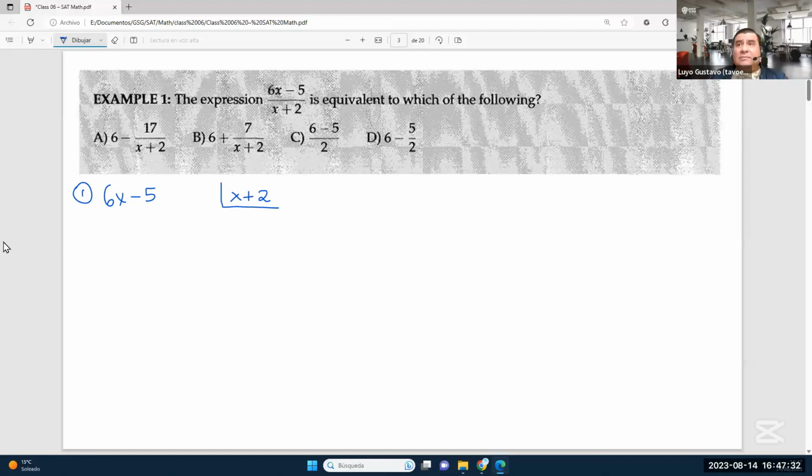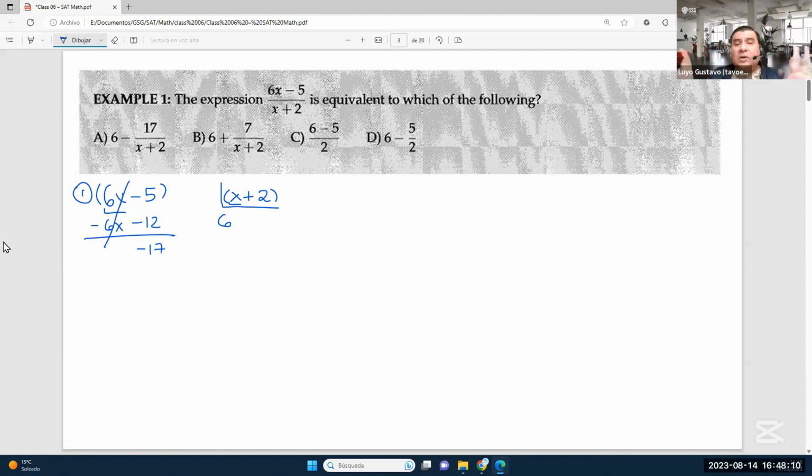But here is interesting. You do the division, say, okay, 6x divided by x, quotient 6. Then multiply 6 by this and subtract from this. So 6 times x, I place it with the opposite sign. 6 times 2, negative 12, because I'm subtracting. Okay, once I do the subtraction, I cancel these terms, and what I get here is negative 17.